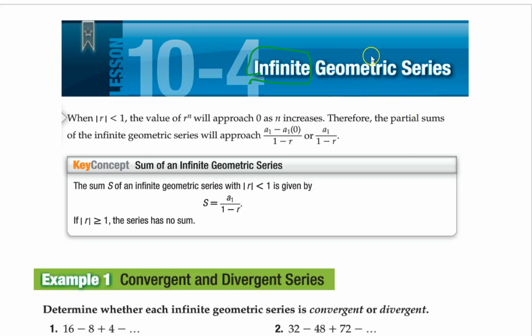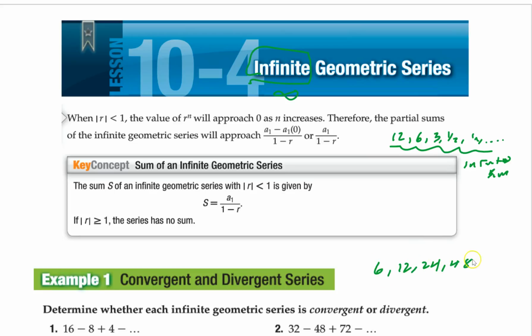So what if I add forever to infinity? Well, we actually can't do it. If the number gets smaller, so let's say I get 12 and I divide it by 2, I get 6, then 3, then 1/2, then 1/4, and yada yada yada. If the number gets smaller like that, then you actually could find the infinite sum. If the number gets bigger, let's say I start at 6 and I double it every single time, then I can't.